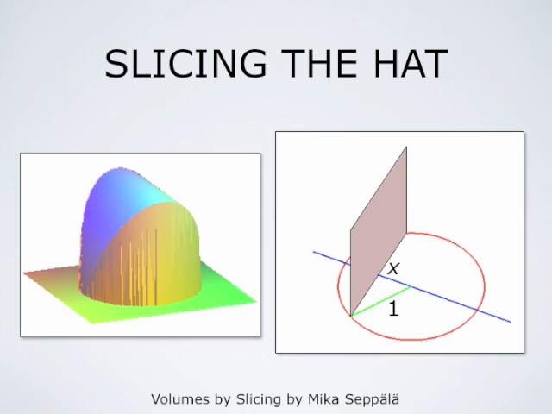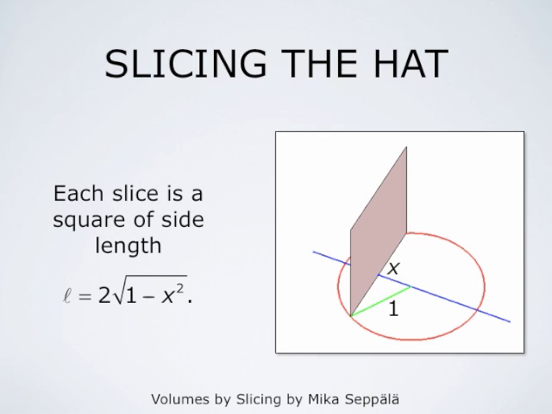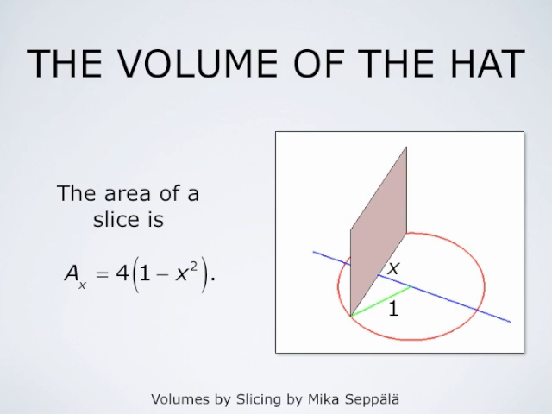If the plane intersects the x-axis at the point x, then, since the bottom face is a disk of radius 1, it follows that each square is of side length 2 times the square root of 1 minus x squared. And therefore the area of each slice is side length squared, that is 4 times 1 minus x squared. This is the area of a slice, and in order to get the volume, we integrate this area.